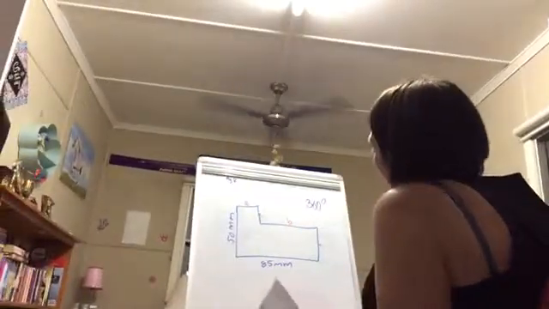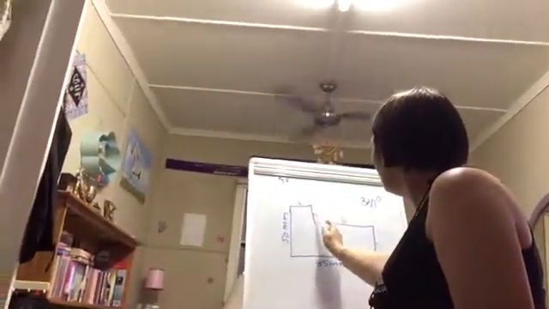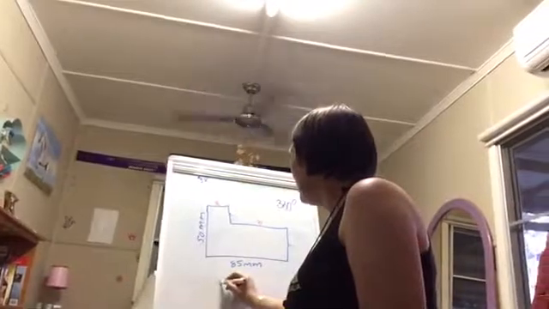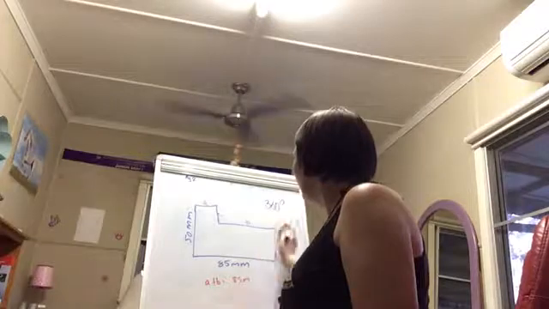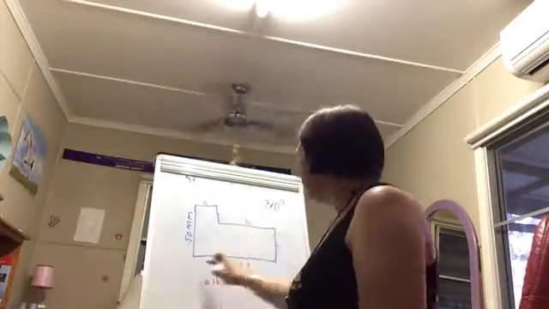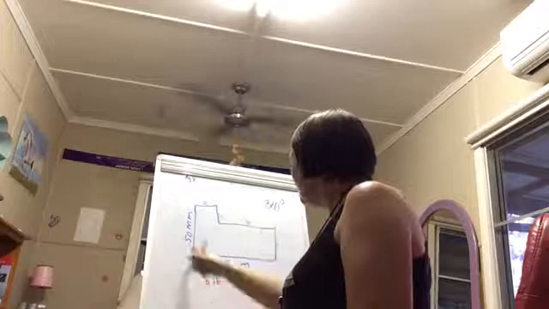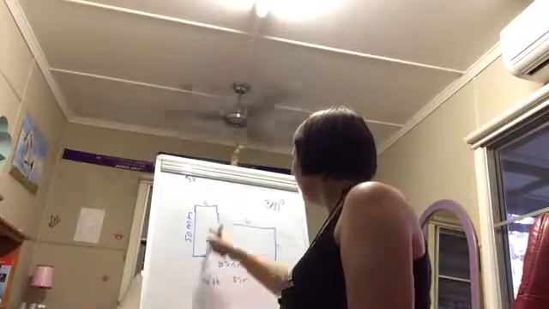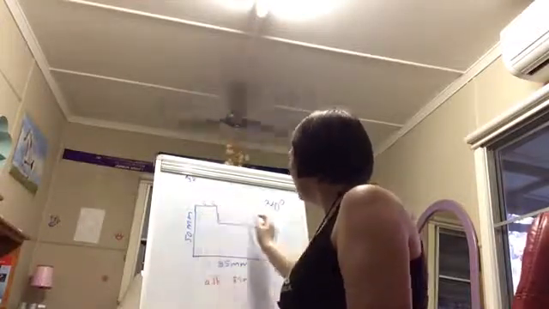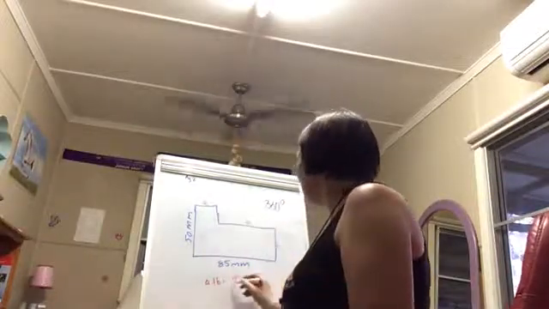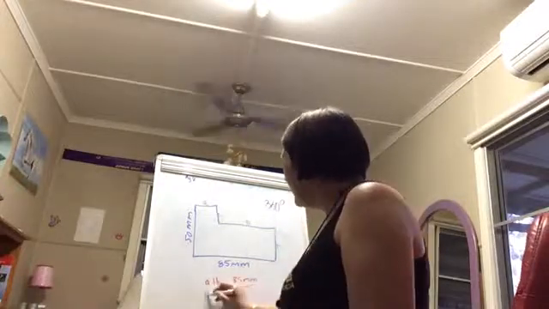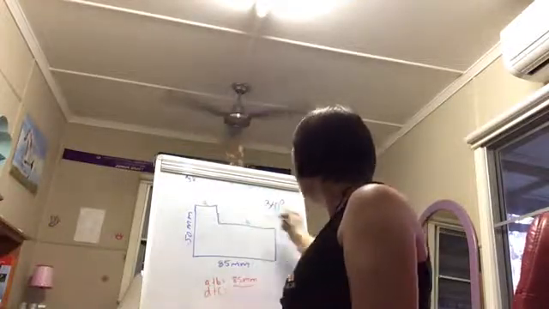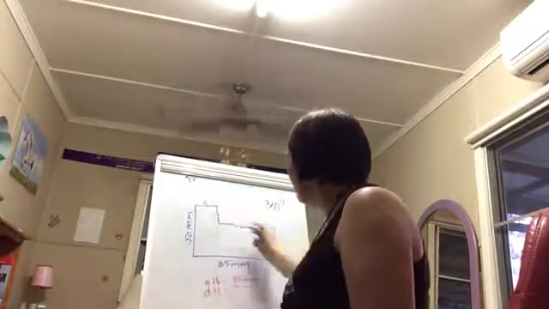Okay, let's look at side A and B first. Side B goes to here. Side A goes to here. So what I know is that A plus B together would equal 85 mil, because this whole distance is 85 mil. The other horizontal ones, together A and B equal 85 millimetres. Now, if I look at D and C, D plus C, together they have to equal 50 millimetres.